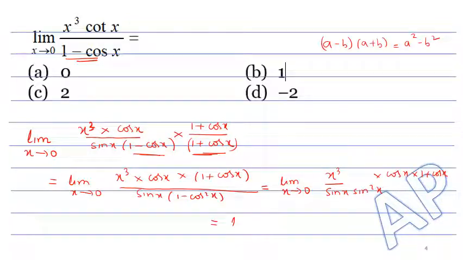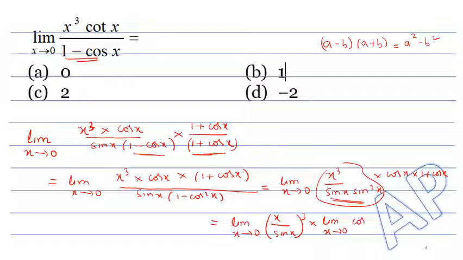Now we can rewrite this as limit as x tends to 0 of x by sin x whole cube. That is, I have x cube here. Sin x into sin square x is sin cube x. So we are writing this x cube by sin cube x as x by sin x whole cube. I will separately apply the limit, that is limit as x tends to 0 of cos x into limit as x tends to 0 of 1 plus cos x. Now let us apply the limit.